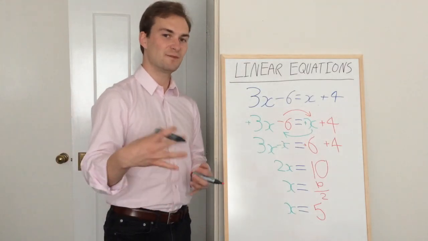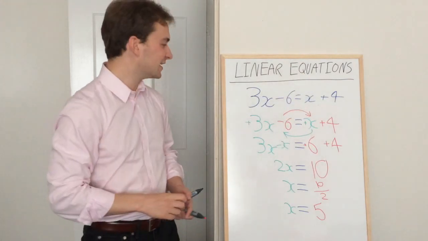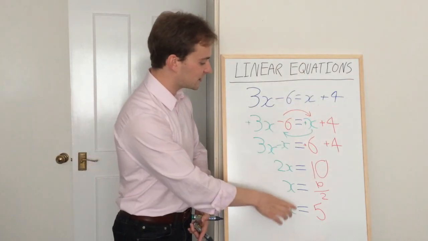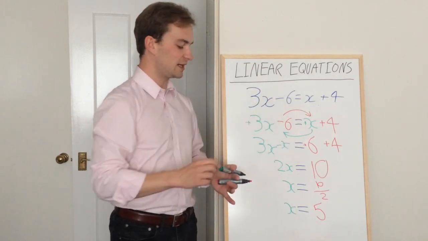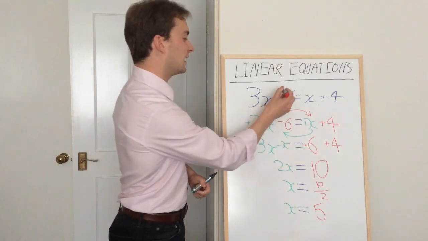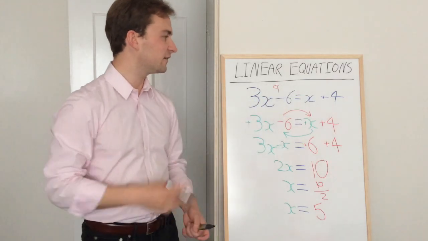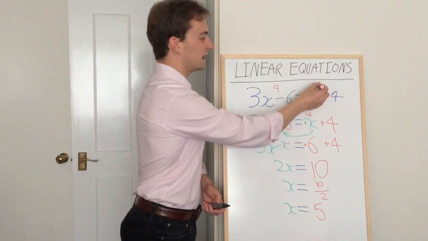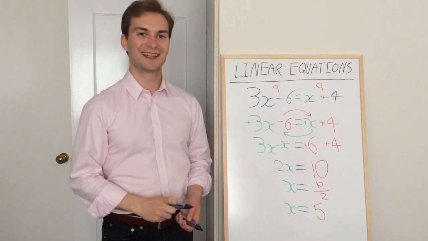And the quick way to check that it works is to see if it balances in the original expression. So if we substitute x for 5, 3 times 5 is 15, minus 6 gives us 9, and then x by itself is 5, plus 4 also gives us 9. And there we have it. It works, we solved it. Thanks for watching.